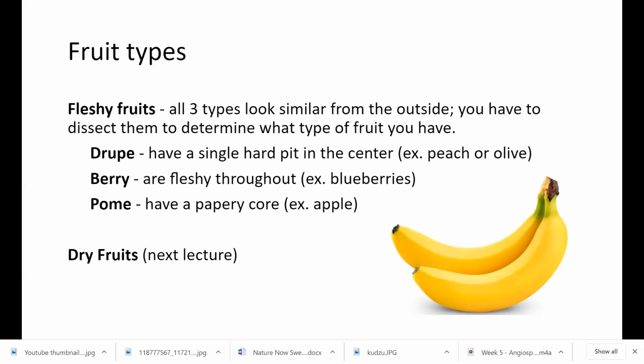And then pomes have a papery core, and we'll talk about those in a lot more detail, but an apple, the one that we just looked at the example of, is a good example of a pome. They're all in the Rosaceae family. And then in the next lecture, we'll talk about dry fruits. There's several types of those.